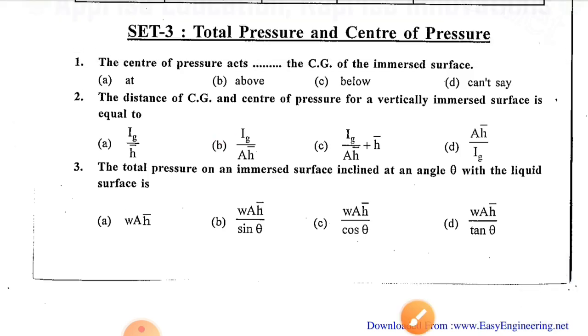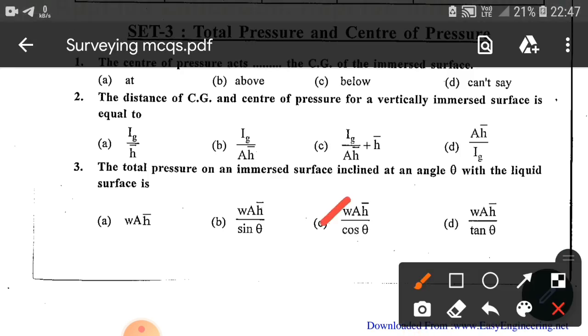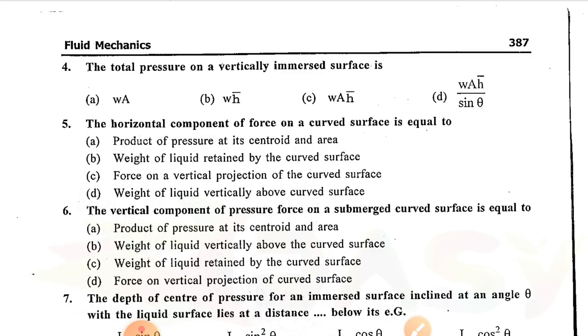Question number 3. The total pressure on an immersed surface inclined at an angle theta with the liquid surface is. Option C is correct. WAH by cos theta. Question number 4. The total pressure on a vertically immersed surface is. Option C is correct. WAH.